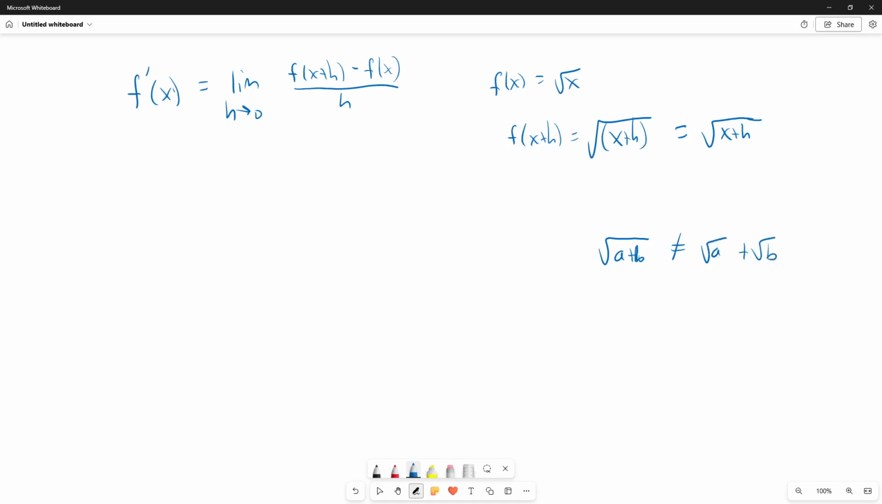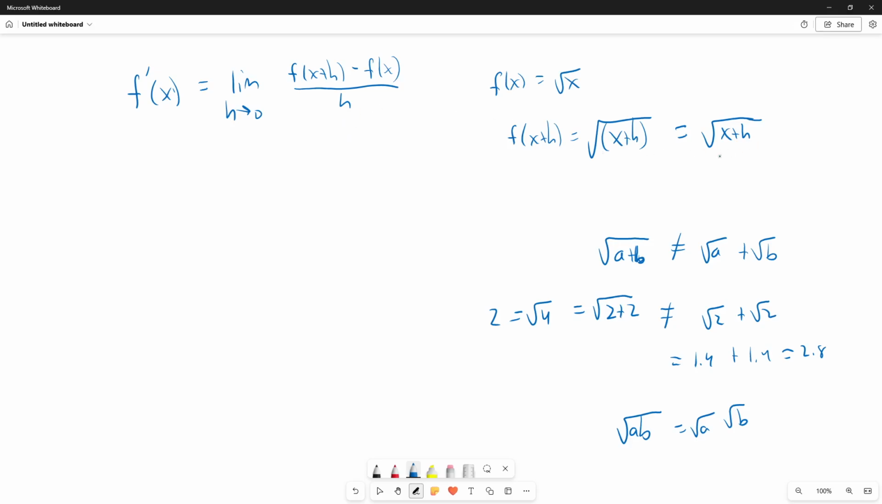You can just check that with numbers. The square root of 2 plus 2 is, on the one hand, obviously the square root of 4, which is 2, but that is not equal to the square root of 2 plus the square root of 2. This is approximately 1.4 plus 1.4, which is 2.8, not 2. So you can't break apart a square root of a sum. You can break apart a square root if it's multiplication. The square root of AB is the square root of A times the square root of B, assuming that A and B are both positive.